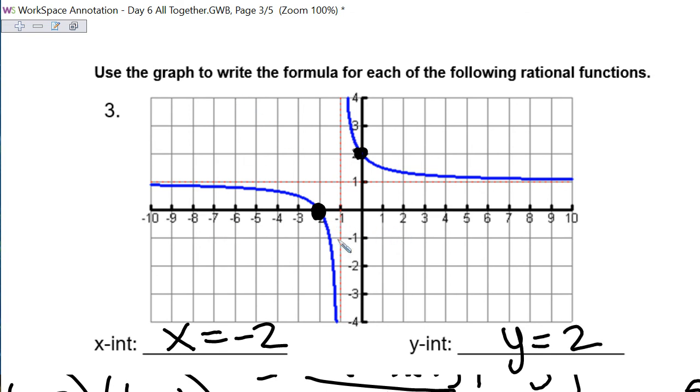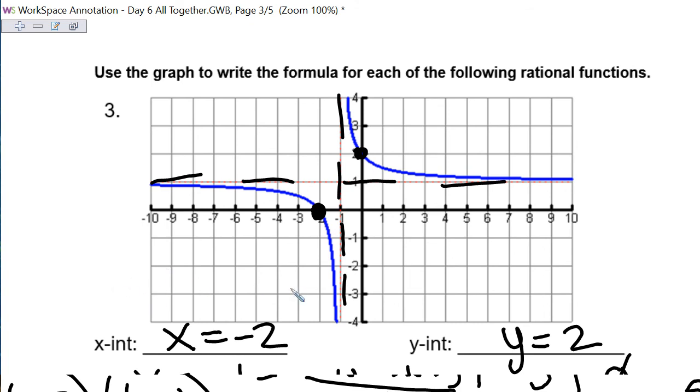Vertical asymptote is x equals what? -1. And there's that vertical asymptote right there. Now what's the horizontal asymptote? y equals 1. Do we have a slant asymptote? No. And a hole will look like a place that's been erased, or an open circle. Do you see an open circle or a place where it looks like the graph has been erased? No. So we don't have any holes.